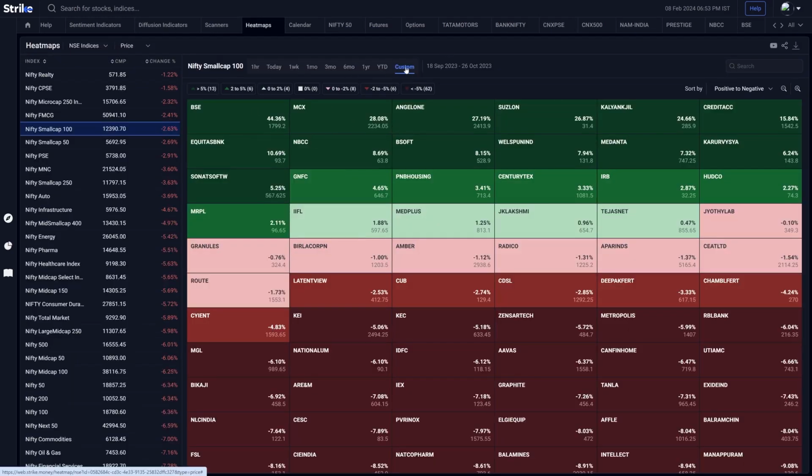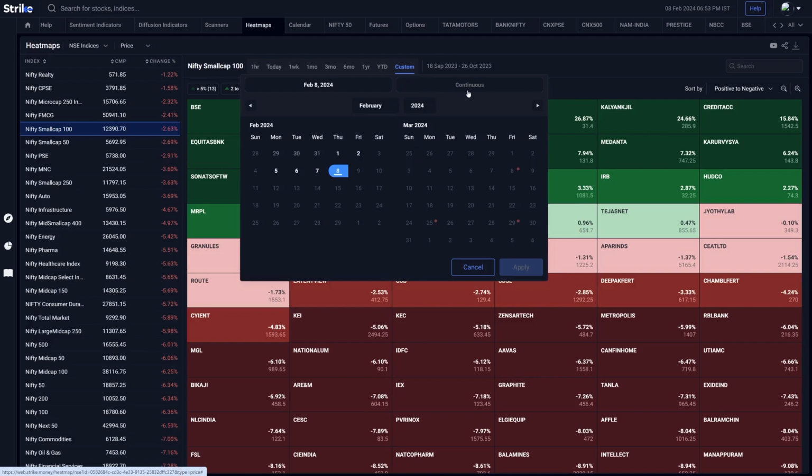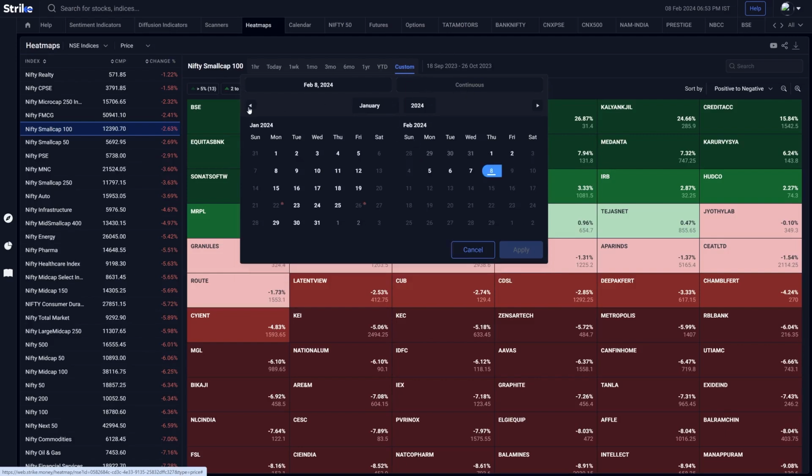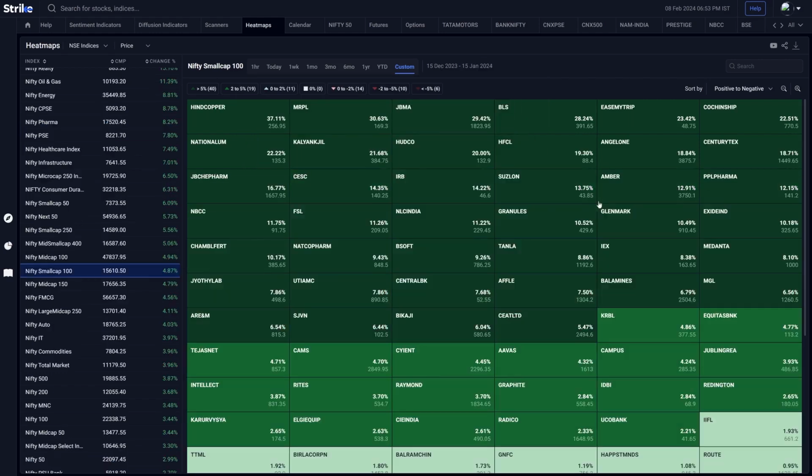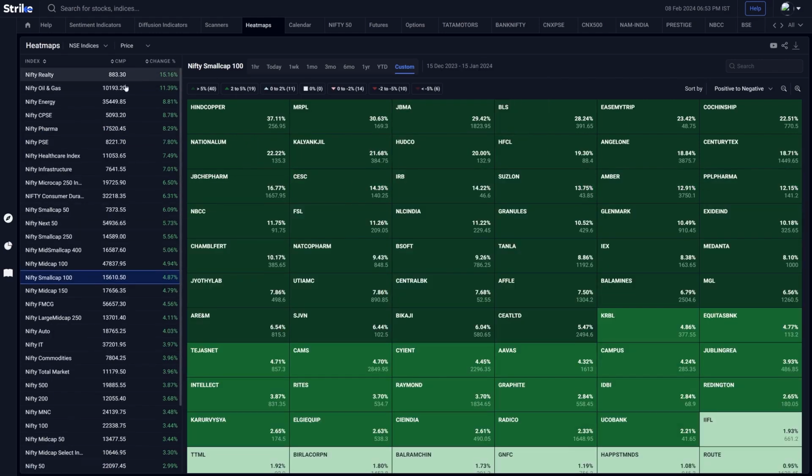So let's again do the same exercise. We take a custom range, and we're going to take that range in December to January. So we'll take the 15th of December and we'll go up to the 15th of January. We apply and we look for results. And what do we see? Now, what we are looking for is weakness, not strength.